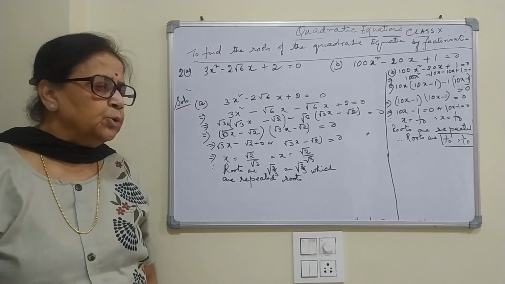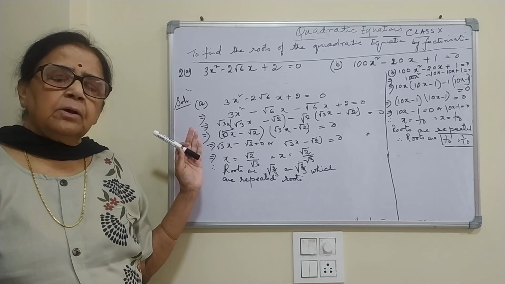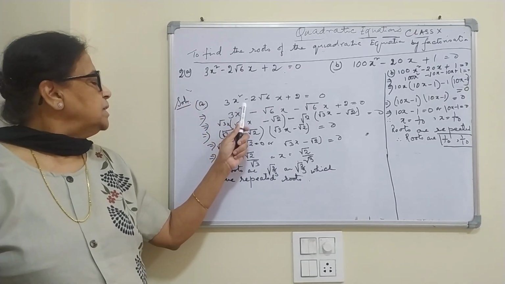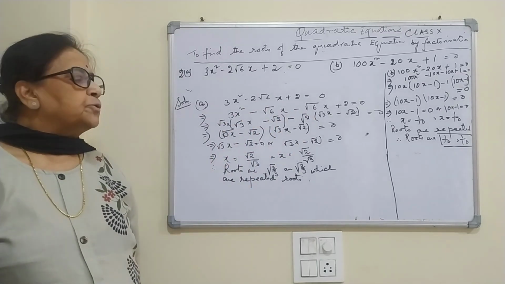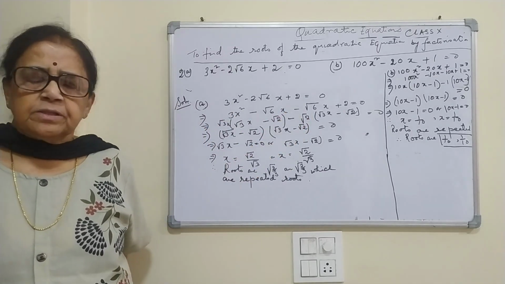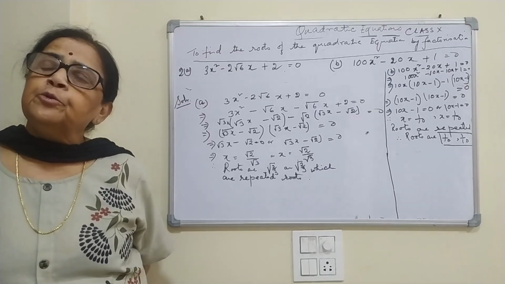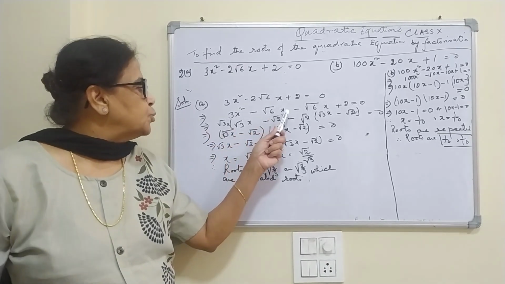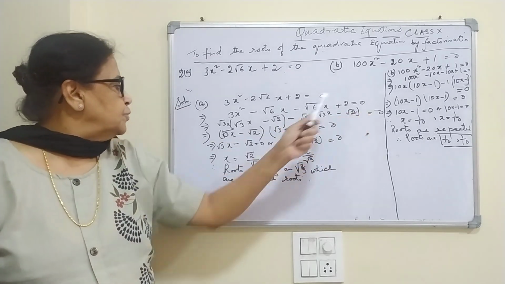Now this is question number 2, A part and B part, two sums are there, and these have a typical nature. This is 3x square minus 2 root 6 x plus 2 is equal to 0. Now 3 into 2 how much? 6. So 6 can be middle term split into root 6 into root 6, that is 2 root 6. So I have done it: 3x square minus root 6 x minus root 6 x plus 2 is equal to 0.